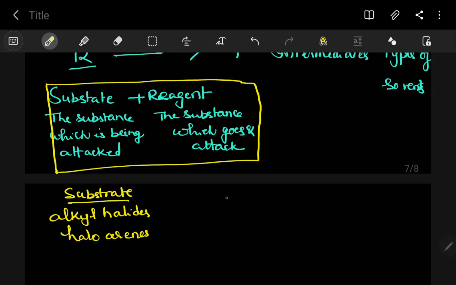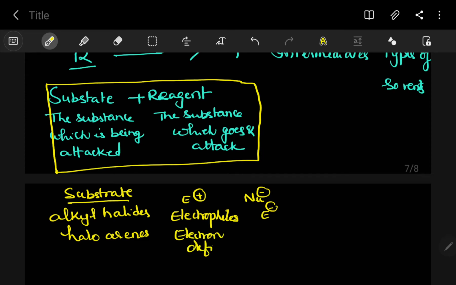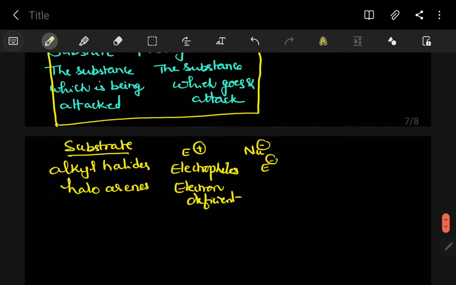Next one is, what is the reagent? Here the reagents are of two types: electrophilic reagents and nucleophilic reagents, electrophile and nucleophile. We call them E plus for electrophiles and Nu minus for nucleophiles. Electrophiles are electron deficient species, whereas Nu minus are electron rich species.